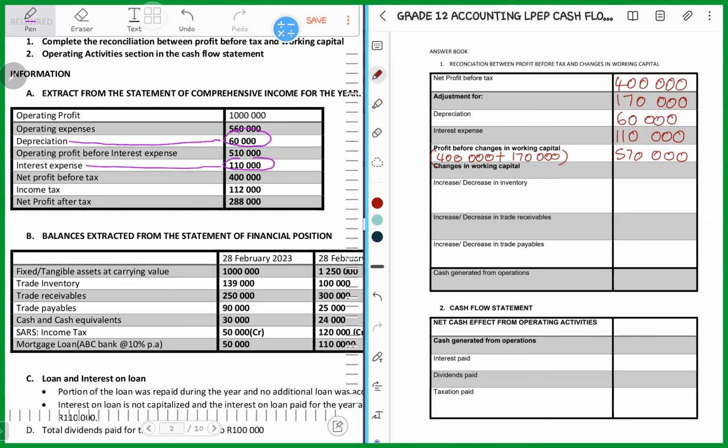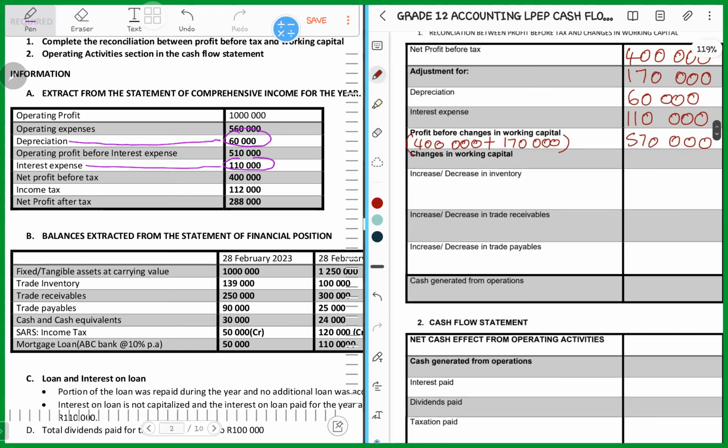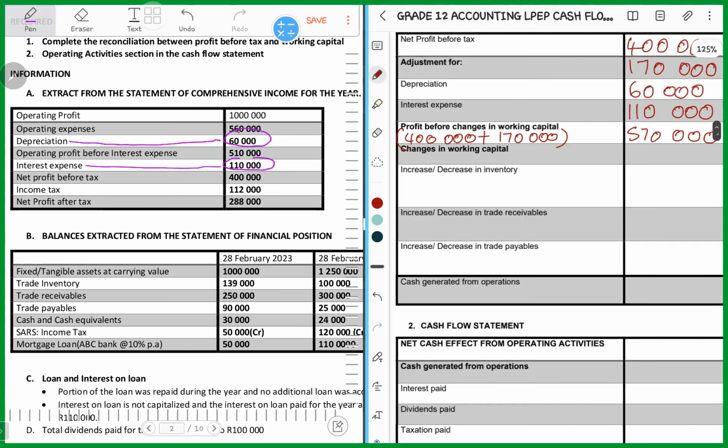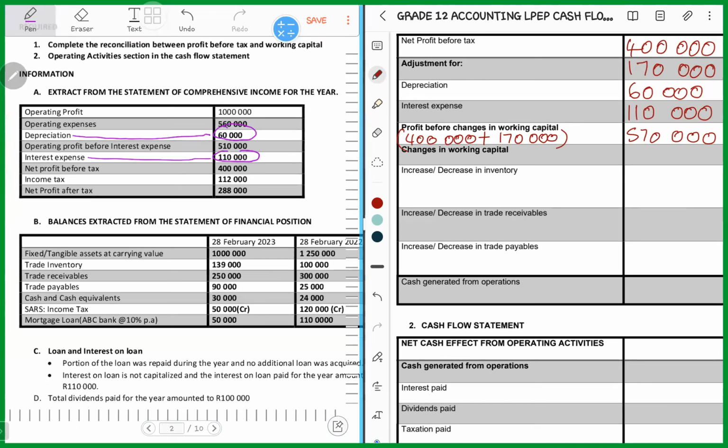Okay, so now we have to show our changes in working capital. Remember, working capital, we are referring to inventory, trade receivables, and trade payables. Those are going to be our primary focus. Then here we have to show the movement or the changes in inventory. Remember, under the changes in working capital, this information, we are only going to find it in the statement of financial position. And our statement of financial position, it's information B.